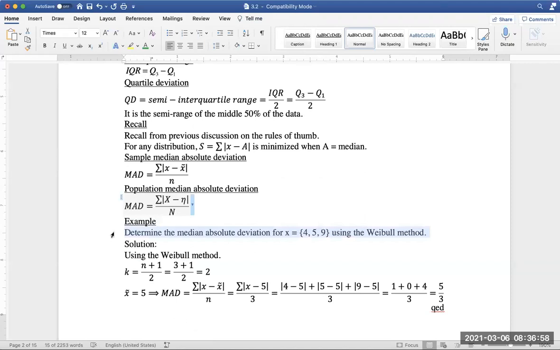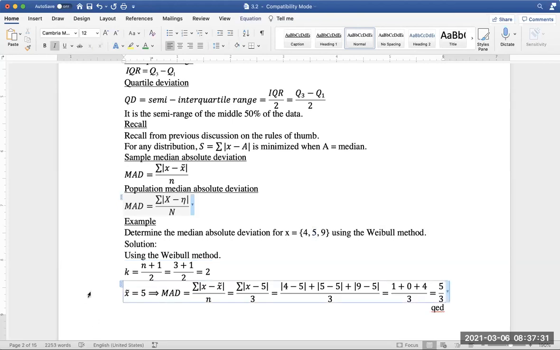Let's determine the median absolute deviation for the following set of data: 4, 9, 5, 4, 5, 9, and we'll be using the Weibull method. So the data has been sorted for us. There are 3 numbers, so n is 3. So 3 plus 1 is 4, divided by 2 is 2. So the median is the number in the second position, 5.